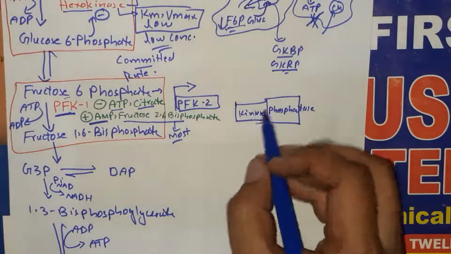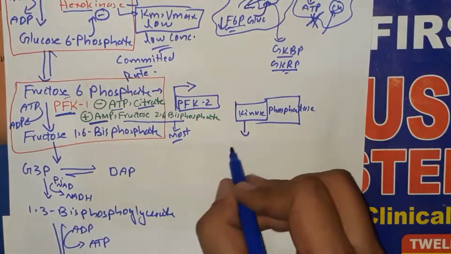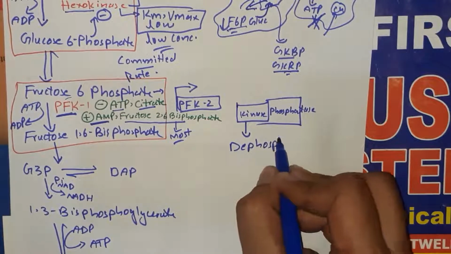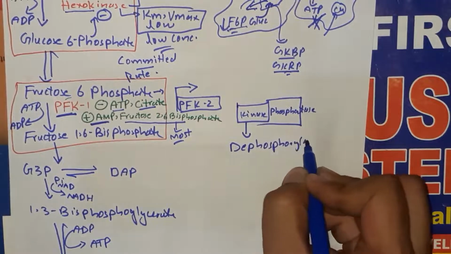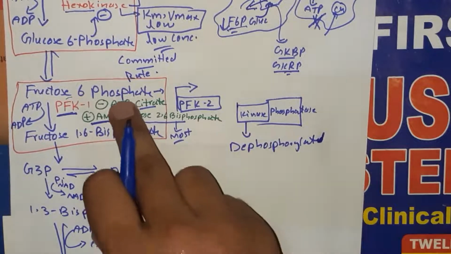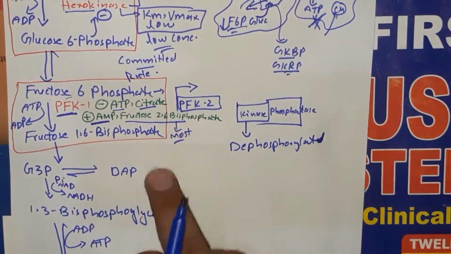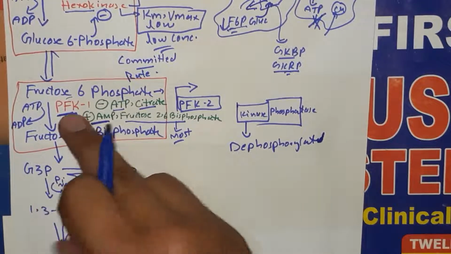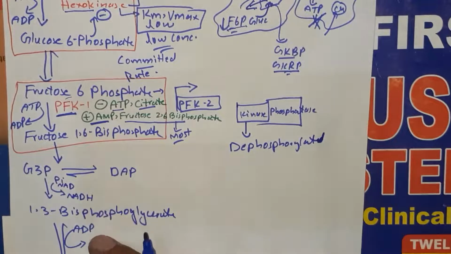And this kinase domain is active when it is in dephosphorylated form. So when it is dephosphorylated, it performs the phosphorylation of fructose 6-phosphate to fructose 2,6-bisphosphate, and fructose 2,6-bisphosphate stimulates phosphofructokinase 1 and the glycolytic pathway moves on.